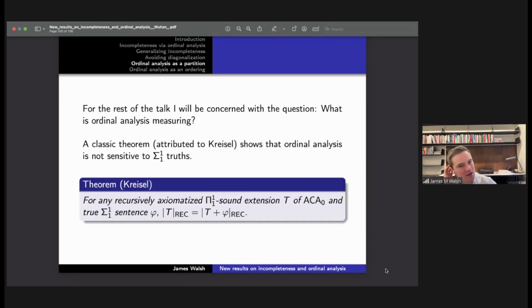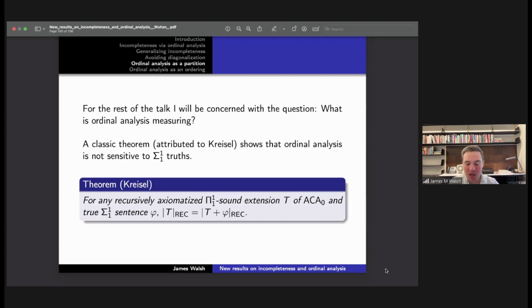So there's a classic theorem which is attributed to Kreisel, which shows that ordinal analysis, in a certain sense, is not sensitive to Σ^1_1 truths. Okay. Why is that? So Kreisel's theorem says that for any recursively axiomatized Π^1_1 sound extension T of ACA_0, and any true Σ^1_1 sentence φ, the recursive proof theoretic ordinal of T equals the recursive proof theoretic ordinal of T plus φ.